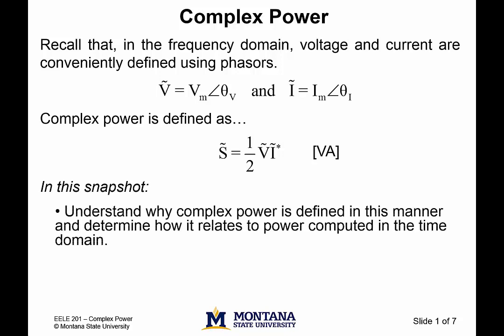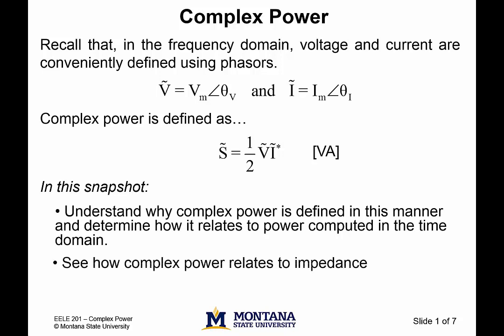In this snapshot, we seek to understand why complex power is defined by V phasor times I phasor conjugate divided by 2, and in the process see how complex power is related to the power we have considered in the time domain. We'll find it instructive to see how complex power relates to impedance.